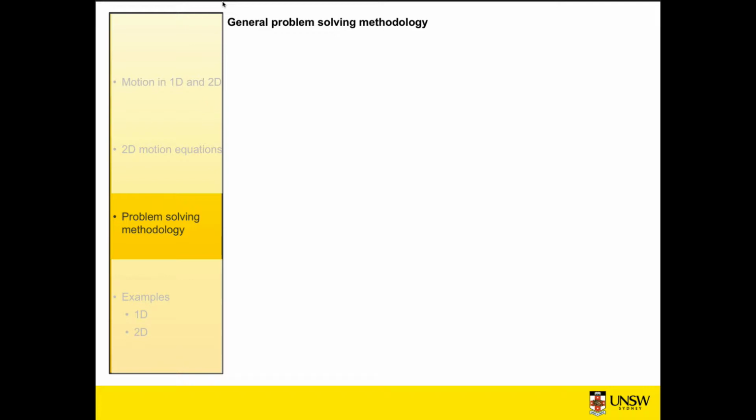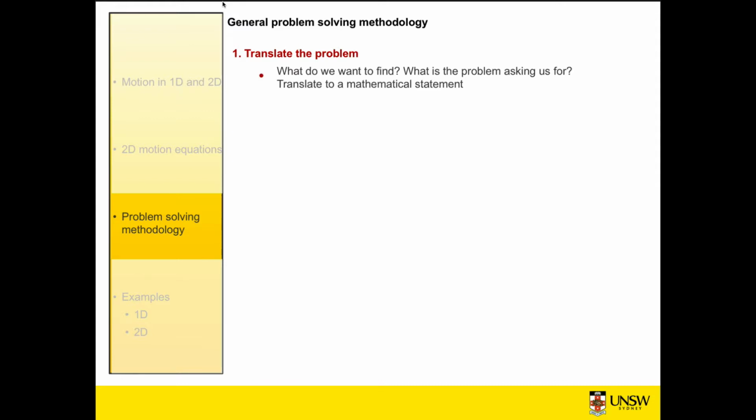So this is the general problem-solving methodology that I use. It obviously doesn't need to be followed as formally as I will present it, but I think at least it's a good place to start. So step 1, and you will hear me say this 1,000 times, is to translate the problem. So what I mean by that is, first of all, find out what it is we need, so what the problem is asking us to find, and translate that into a mathematical statement.